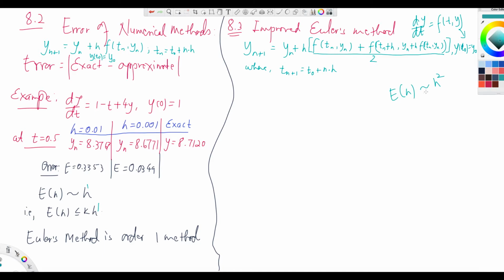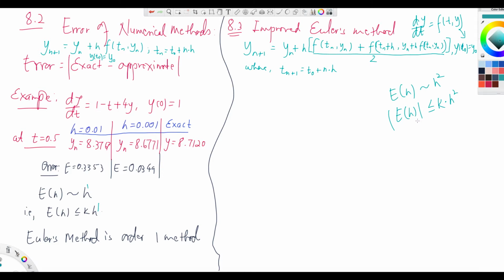Error with step size h is proportional to h square, which means the error of the approximation is less than or equal to k times h square. So the error will be less than or equal to a constant times h square in the improved Euler method. Okay, so how does this method work? The formula is y_{n+1} equals y_n plus h times the average of f of t_n, y_n plus f of t_n plus h, y_n plus h times f of t_n, y_n. And then y of t0 is y0, the initial value. So this is the formula for the improved Euler method, and this method is of order h square.